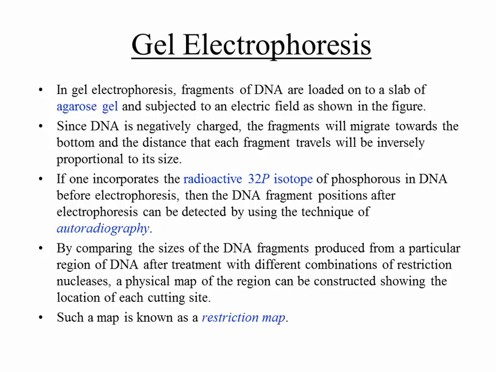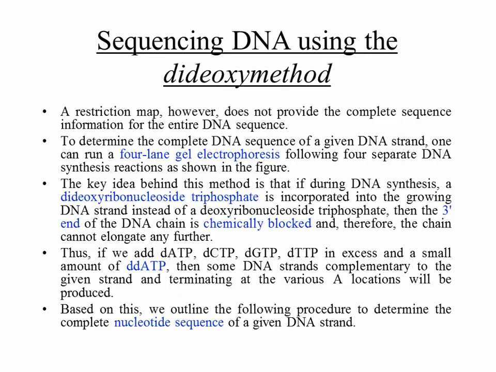But again, it's not very useful. Today there are much better techniques. In fact, you can actually sequence the entire DNA and find out all those letters, A, G, C, T. A restriction map, however, does not provide the complete sequence information for the entire DNA sequence.